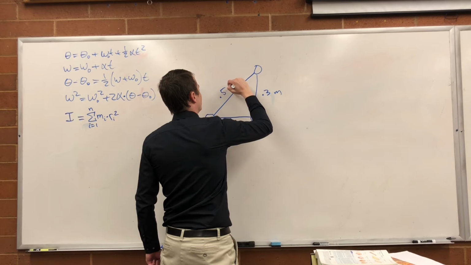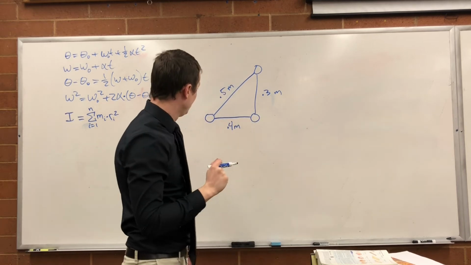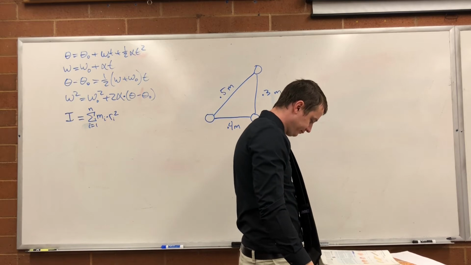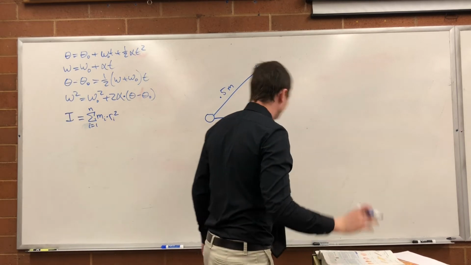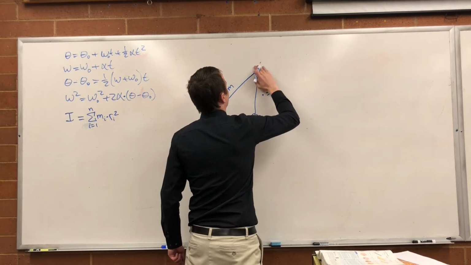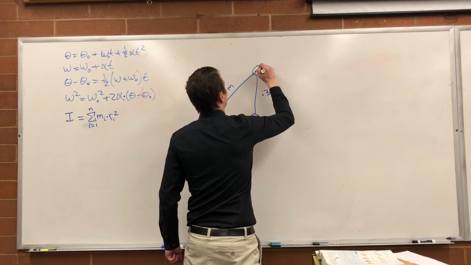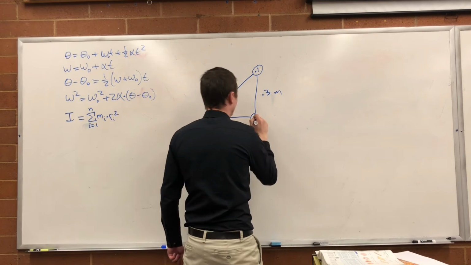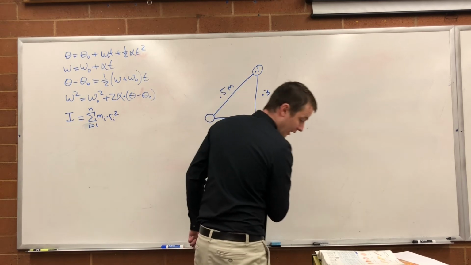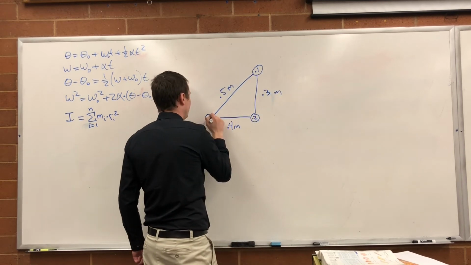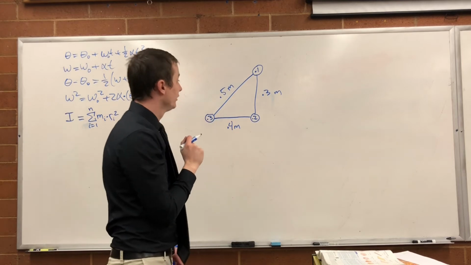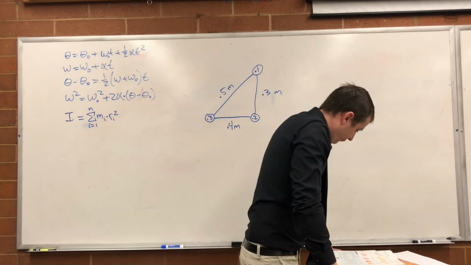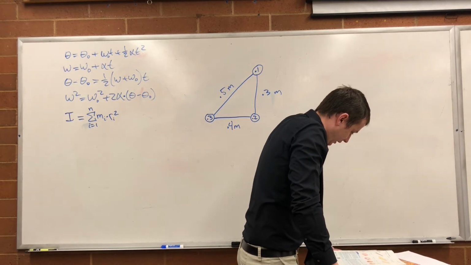So it's a right triangle. My picture's lying a lot. This one has a mass of 0.1 kilograms. This one has a mass of 0.2 kilograms. And then this one out here has a mass of 0.3 kilograms. Good? Okay, so there's a picture.